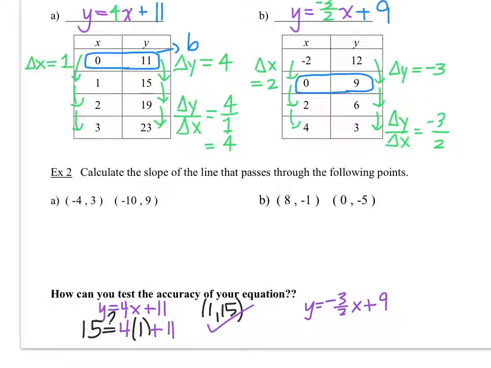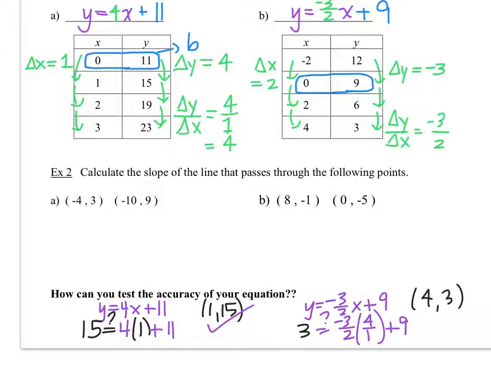But if we plug in any other ordered pair, we should get that the left side, the y value, equals whatever happens to the x. So I'm going to go ahead and pick, let's go with 4, 3. And so I want to get 3 for my y value. And does that equal negative 3 over 2 times 4 over 1 plus 9?